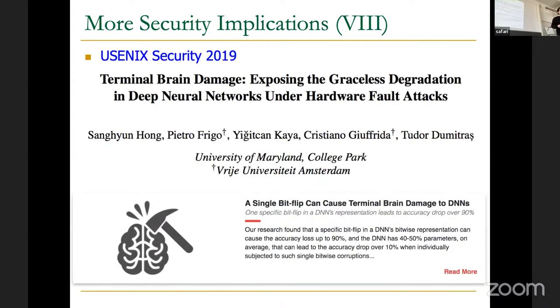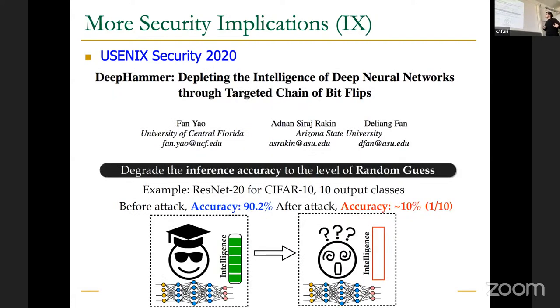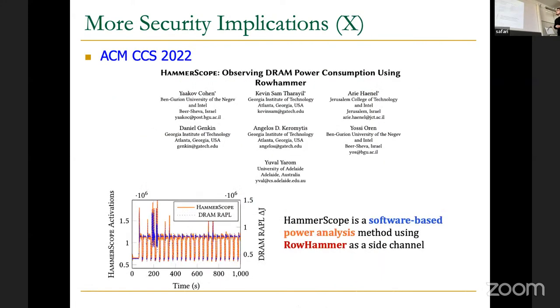Then other papers show that you can reduce the performance of neural networks. Performance in this case means accuracy or precision, perhaps, right? Degrade the performance of neural networks by injecting targeted bit flips. DeepHammer is another paper that does that. And finally, this paper shows that you can use RowHammer bit flips as a side channel. This is a side channel again, like you're stealing data from a victim process by measuring power.